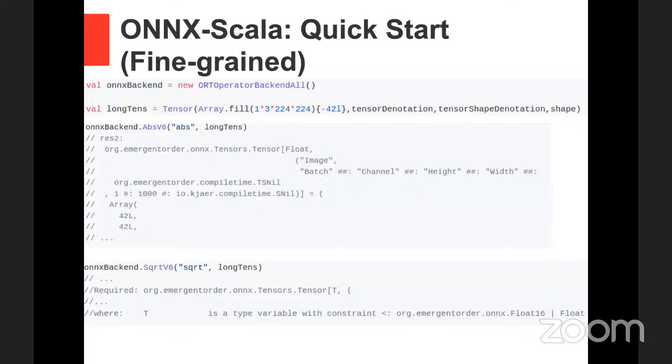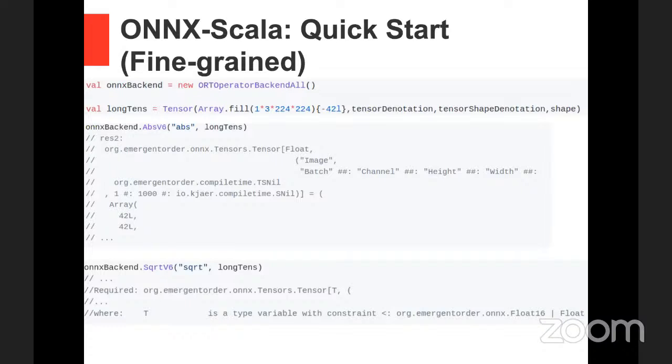But so here's the fine-grained API, how to use it. Similarly, you set up a tensor, maybe with denotations, maybe not. Like in the previous case, now you have a fine-grained backend. You call the absolute value function version 6 from the ONNX spec. You call it on a long tensor with negative content, and as you would expect, you get positive.